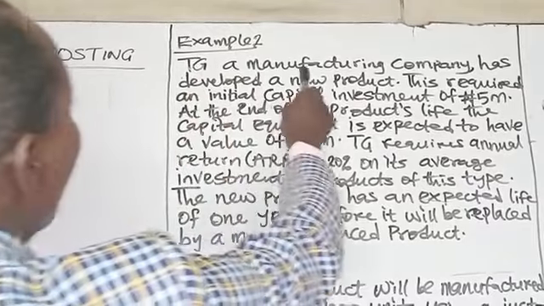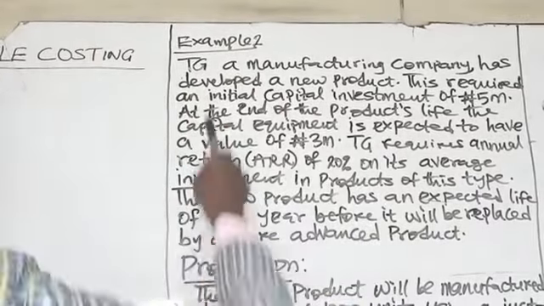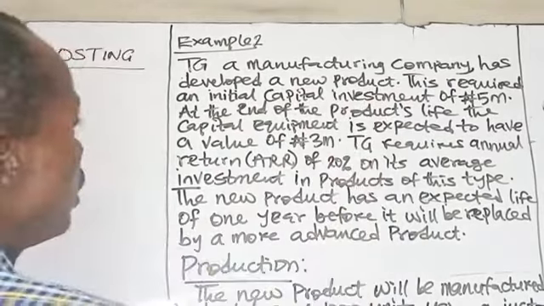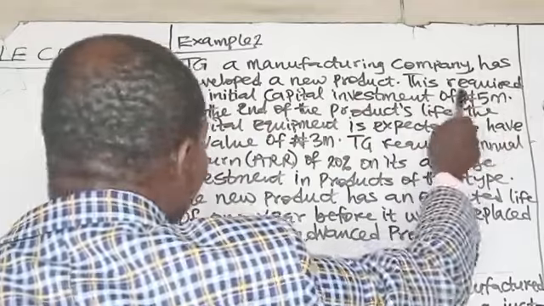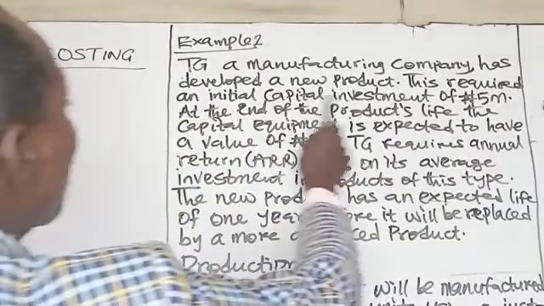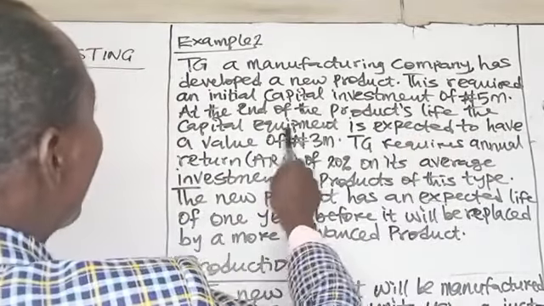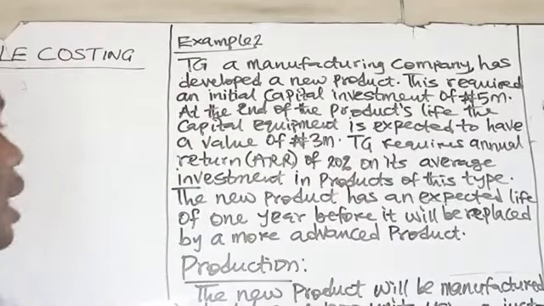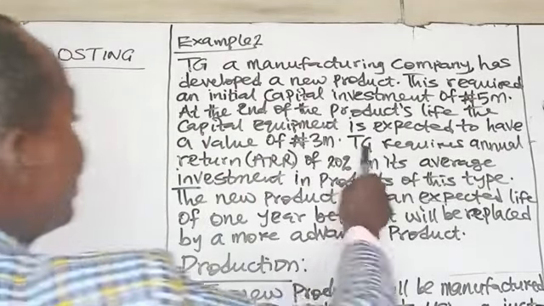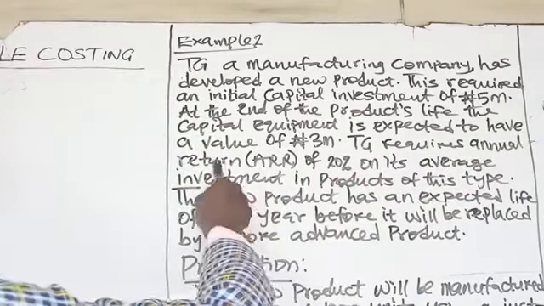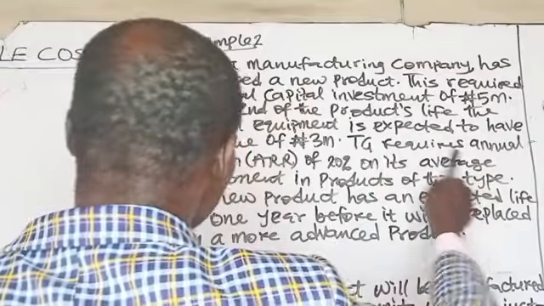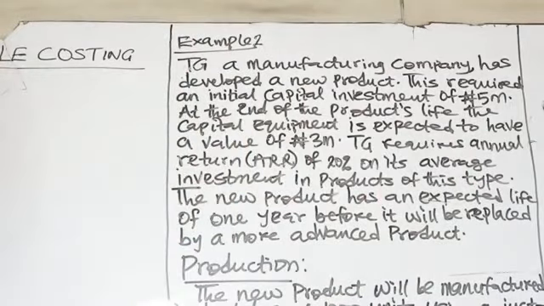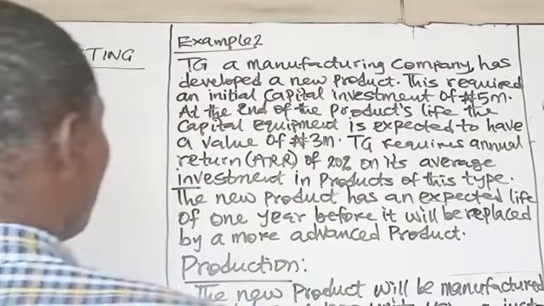TG, a manufacturing company, has developed a new product. This required an initial capital investment of 5 million naira. At the end of the product's life, the capital equipment is expected to have a value of 3 million naira. TG requires an annual rate of return, ARR, of 20% on its average investment in products of this type.